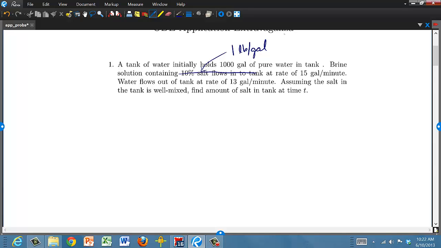Now you've got water flowing out of the tank at a rate of 13 gallons per minute. And we'd like to know how much salt there's going to be in the tank at a given time.